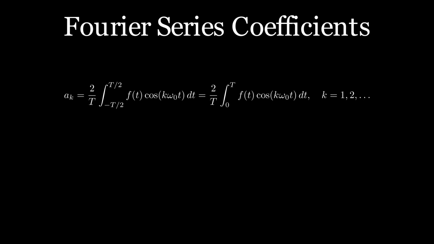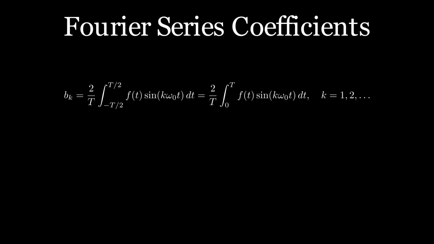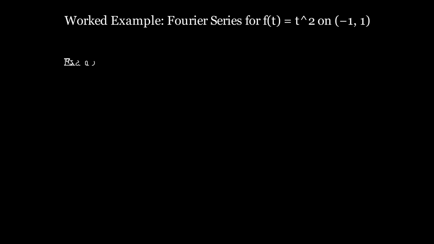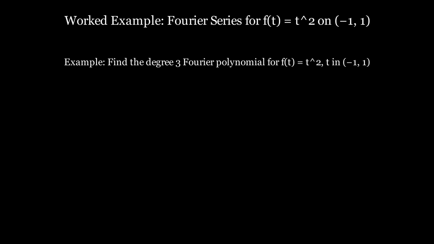Let's work through an example by finding the third-degree Fourier polynomial for the function f of t equals t squared, defined on the interval from -1 to 1 and extended periodically. First, we note that the function is defined on an interval of length 2, so the period T is 2. The fundamental angular frequency, omega naught, is pi.